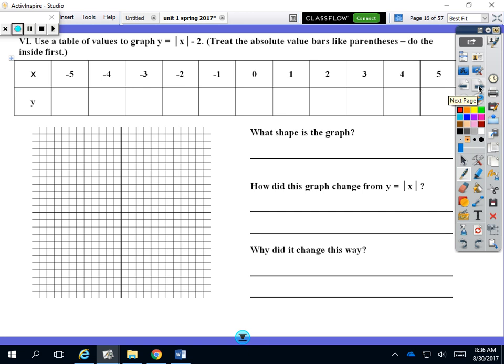So go ahead and pause the video, plug this function into your y equals menu, and fill in your table. So your table has the y values 3, 2, 1, 0, -1, -2, -1, 0, 1, 2, 3. Fill in your graph. -5 is 3, 1, 2, 3, 4, 5, 1, 2, 3.